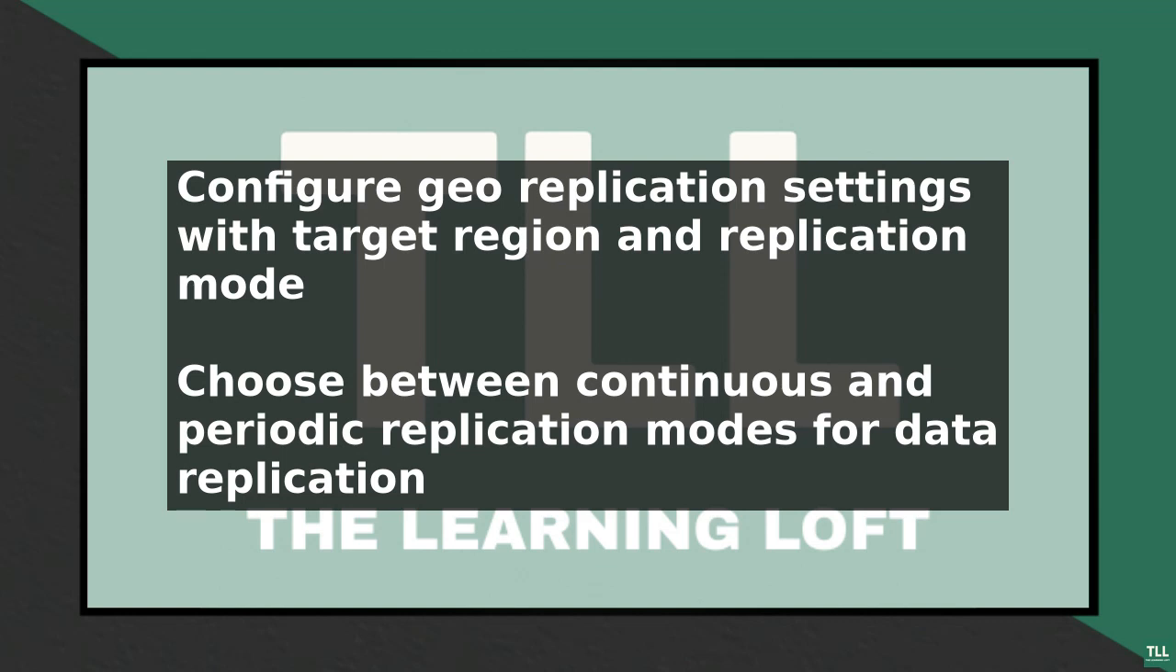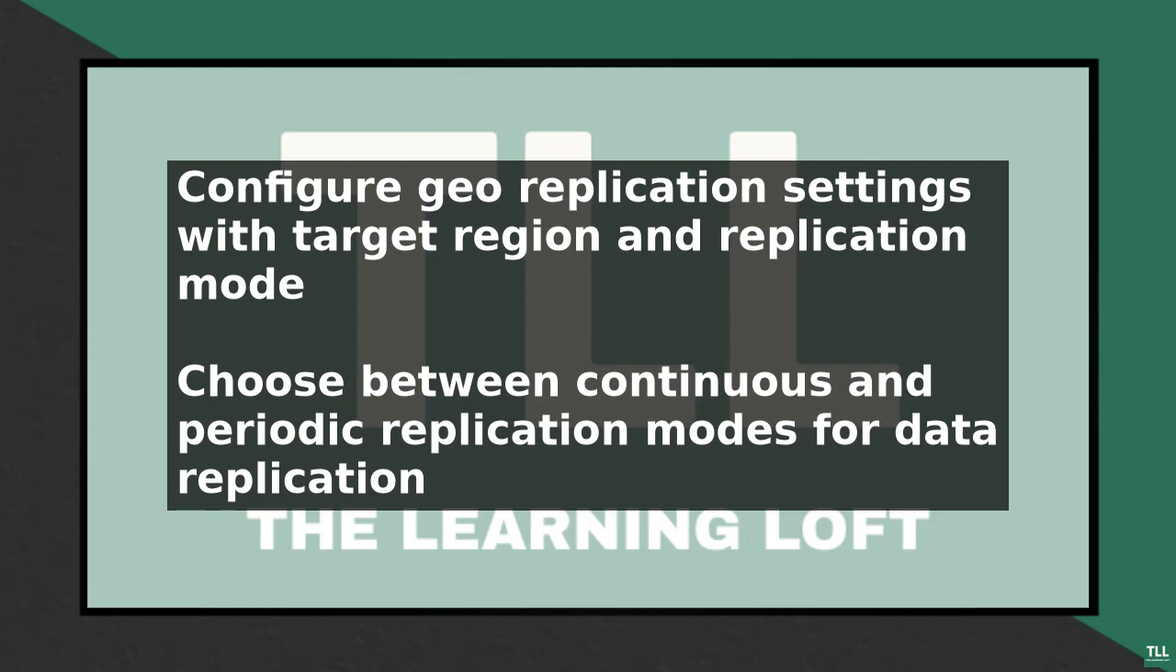Next, configure the Geo Replication settings by specifying the target region and the replication mode. You can choose from two modes: continuous and periodic. Continuous replication provides real-time replication, while periodic replication replicates data at regular intervals.